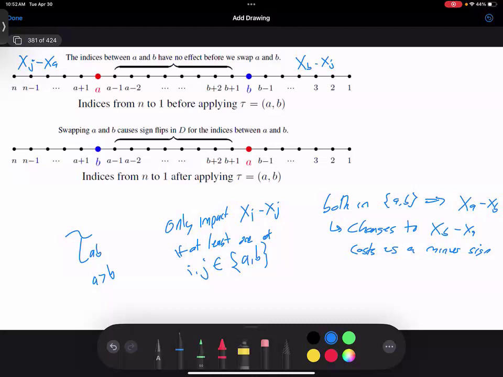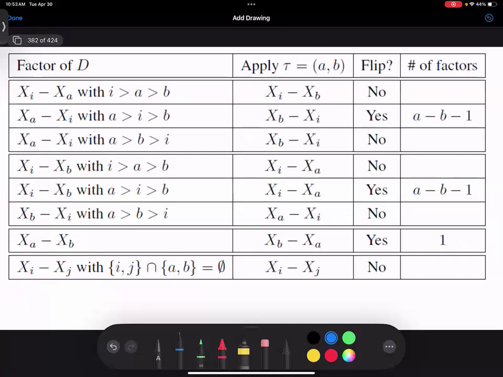So one of my indices has to be a or b, and the other one has to be between a and b. If it's after a or before b, it's not going to change anything. It's going to be paired off with something else. So then there's a really nice table which you should have read, where we look at all the different factors of D. We look at what happens when we apply tau, and we look at whether or not there's a flip. And we see that in many cases, there's no flip, that it's just matched with something else. There's the case of xa minus xb, which has one flip.